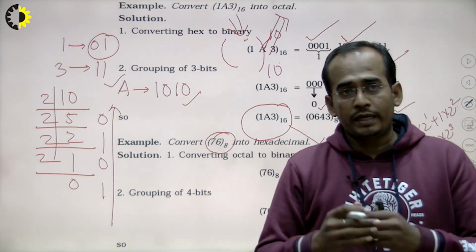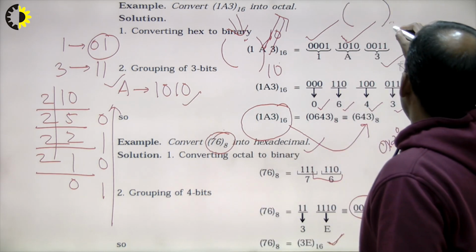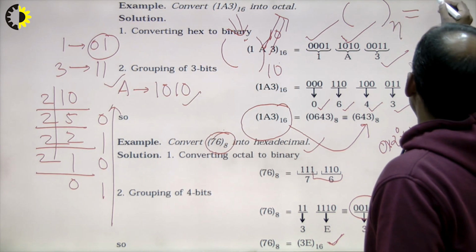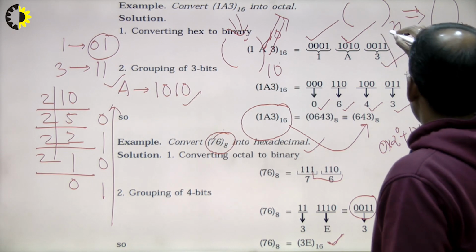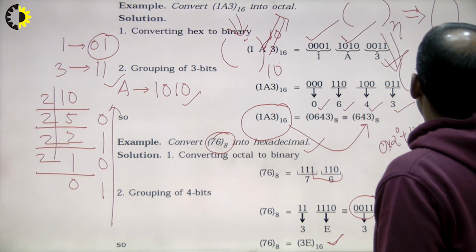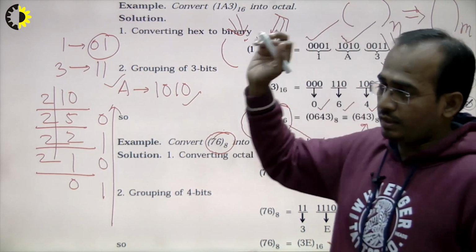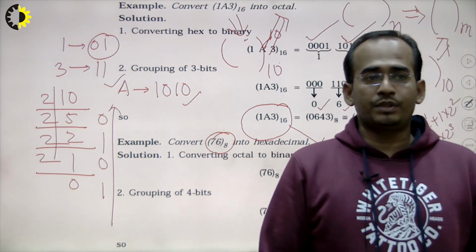Suppose I want to convert any base into any base. If you want to convert base n to base m, in that case you have to convert base n into base 10. After that you can convert this into base m. So, this is all about the conversion of number systems and their representation. Thank you.